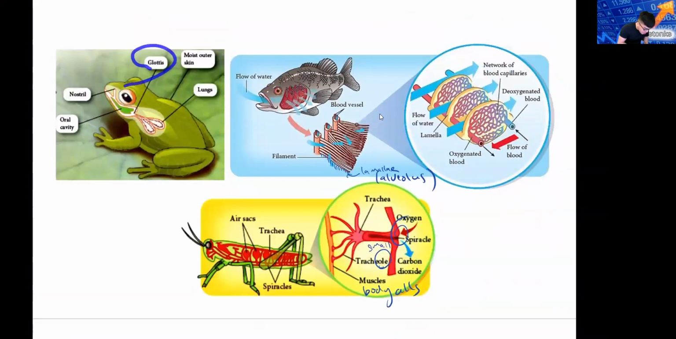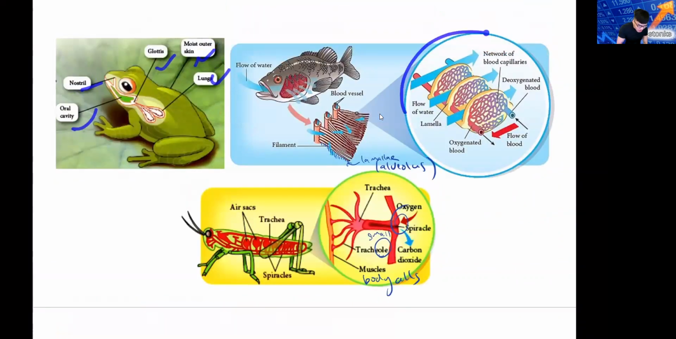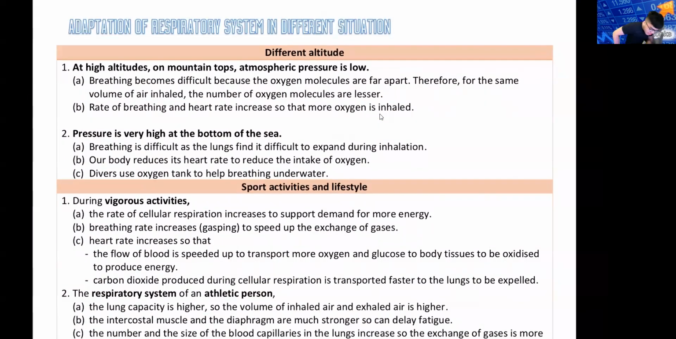Sir, what is the glottis? No, that's not your stuff. Even if you say, sir, I don't want to memorize all these spiracle, trachea and tracheole, can. That's not your concern. Next time when you go biology, Form 4, yes, you memorize all of it. In fact, this fish thing is called counter current flow. So what is that? You go biology, you suffer there. That's not my job already. Anyway, so moving on, let's look at adaptation of respiratory system in different situations.